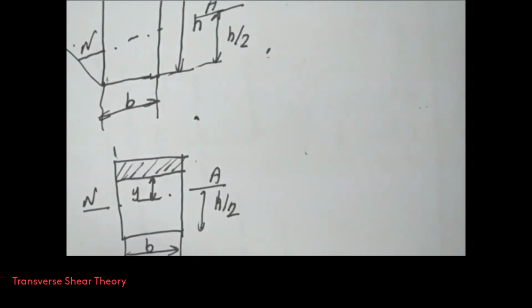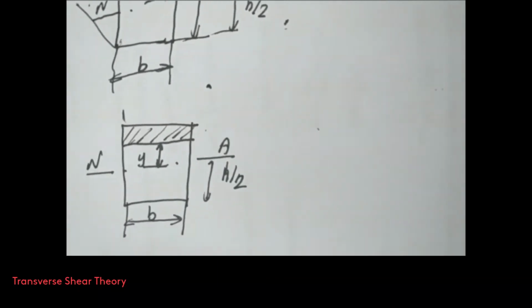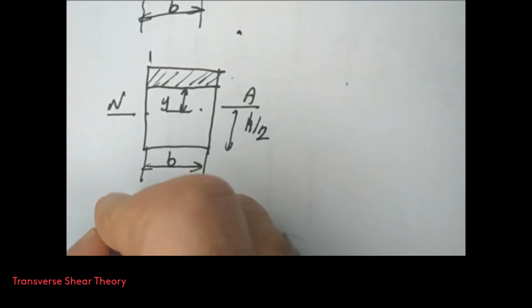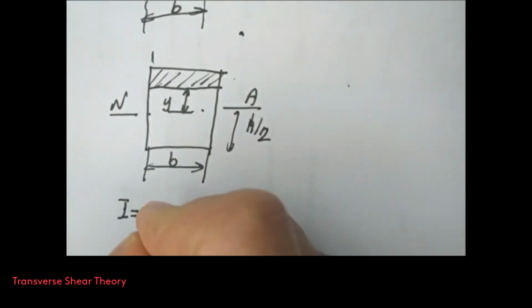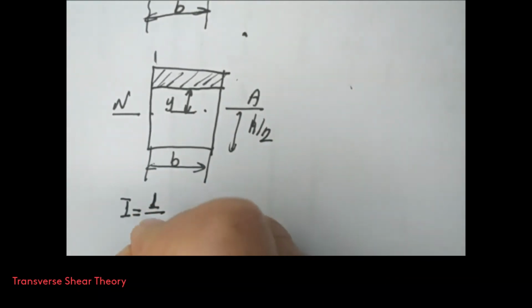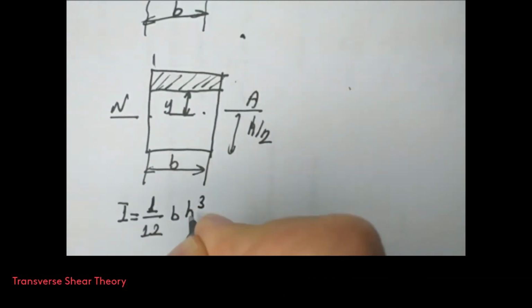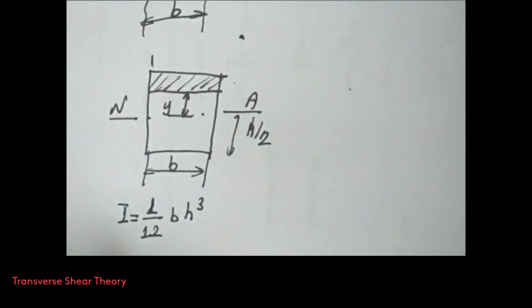Now, first thing is, for this cross section, we will determine the bending moment of inertia. Bending moment of inertia for this cross section is 1 over 12 B h cube. So this is the bending moment of inertia around the neutral axis. And next thing is to find the Q for this area.